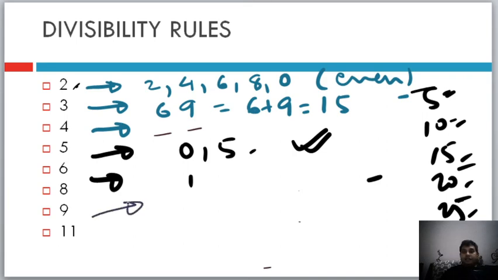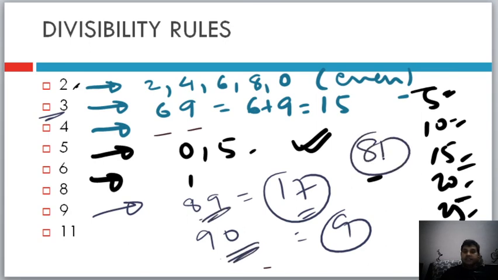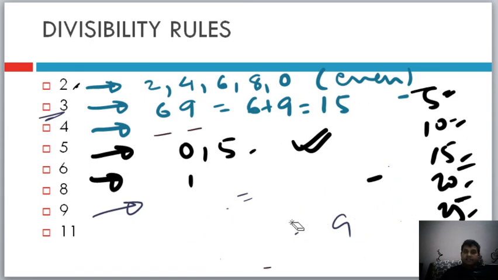Okay, 9 is also just like 3. Add the digits. So 89: 9 plus 8 is 17. Is it divisible by 9? Answer is no. But the moment it becomes 90, 9 and 0 is 9 and is divisible by 9. So 90 is divisible by 9, 89 is not. Similarly 81: 8 plus 1 is 9, divisible by 9. So if the sum of the digits is divisible by 9, then yes, the number will be divisible by 9. Very simple. And now let's come to 11.